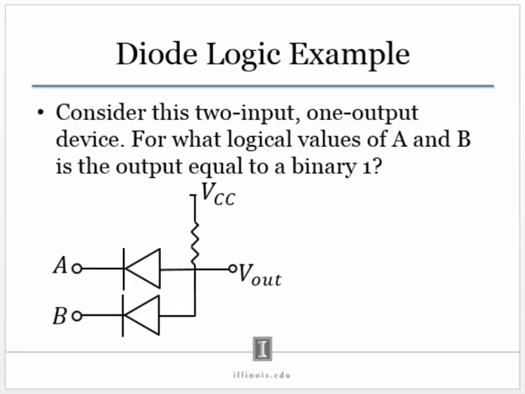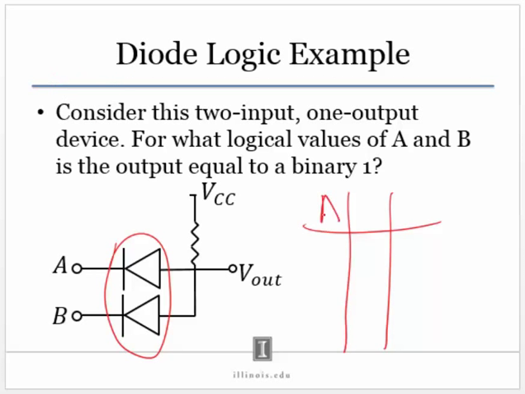Okay, let's try another example. This one is a little bit different. First of all, you might notice that these two diodes are positioned in a different direction, and also the output is connected to VCC through a resistor, as opposed to ground. But let's analyze it the same way we did before. A, B, V out: 0, 0, 1, 1, 0, 1, 0, 1.